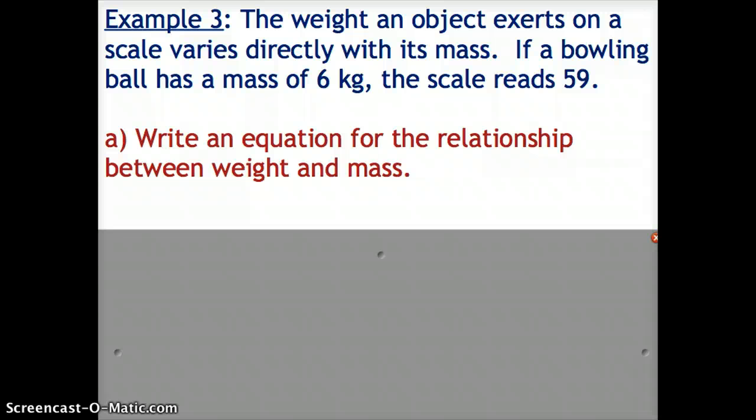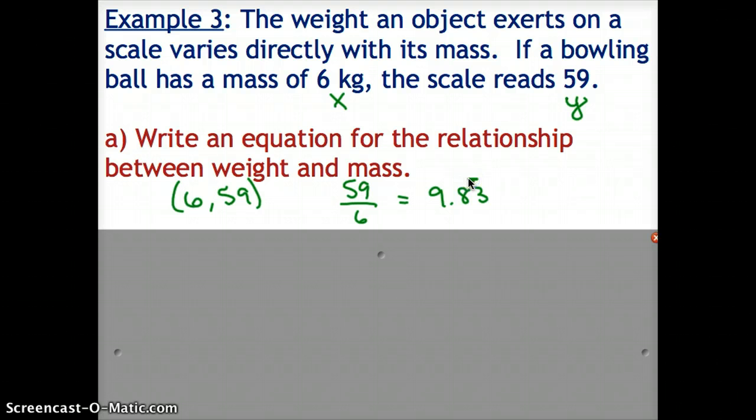Okay, so again, I'm probably going to look at this constant of variation here. I'm just going to call my mass x and the scale reading y. So it's looking like it's going through this point (6, 59). I want to find my constant of variation, so I'm going to do 59 divided by 6. And I'm going to get 9 and 5/6, or 9.83 repeating.